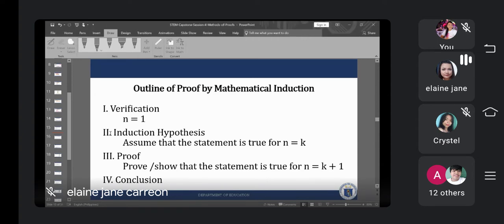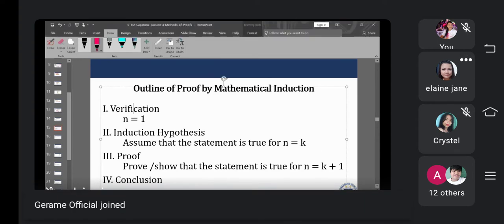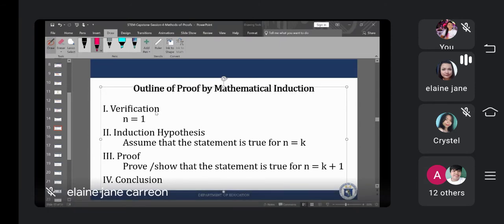So, in this part, we have first the verification. Verification, we prove that n is equal to 1. So, we let n is equal to 1. Palagi yan. I-prove nyo na palagi si n is equal to 1. So, you have to substitute 1 in place of n. Okay? And then, dapat mag-equal siya sa 1. Next, the second part is the induction hypothesis. We assume that the statement is true for n is equal to k. So, lahat ng n papalitan natin ng k.